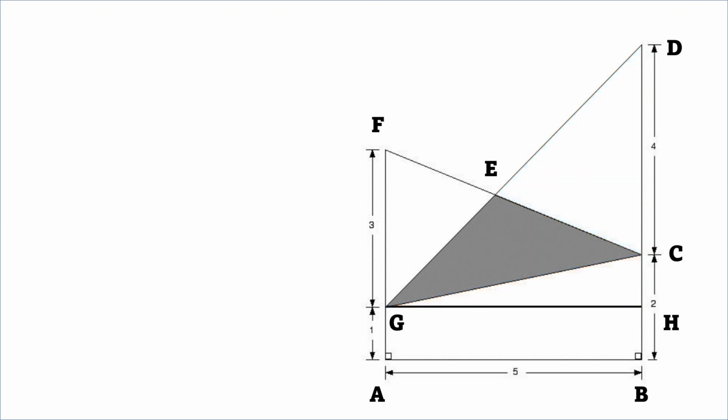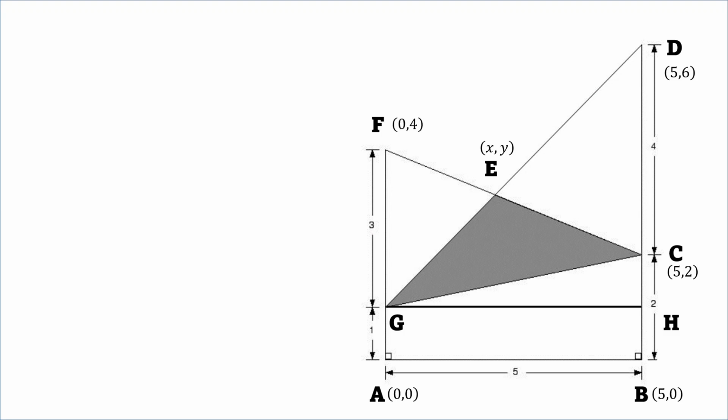So, first let's find the area of the triangle GHC. To do that, we will use coordinate geometry, where the lower left-hand corner labeled as A will be the origin 0, 0. So if that is 0, 0, then B will have coordinates 5, 0, as indicated by the dimensions on the diagram. Then C is going to be 5, 2, because that's 2 up. D is going to be 5, 6, because that's 4 above point C. E, we don't know at this point, but we'll find that later.